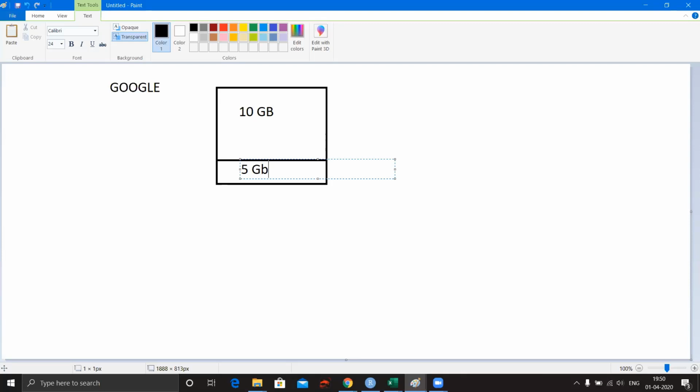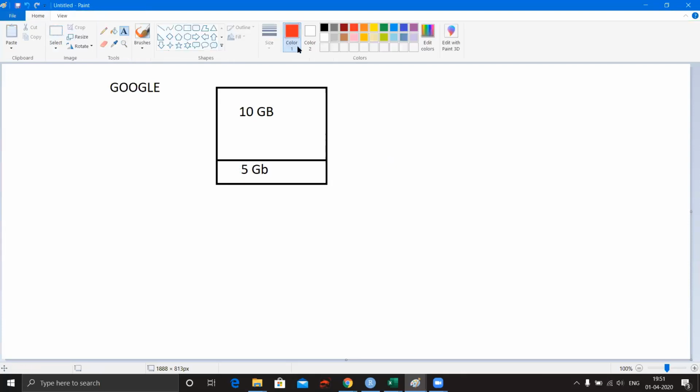So the concept Google came up with was, let's distribute the storage. So the first thing which they said was, yeah, let's distribute.